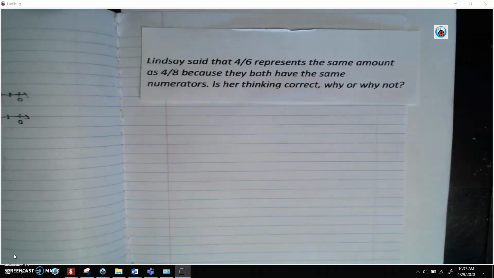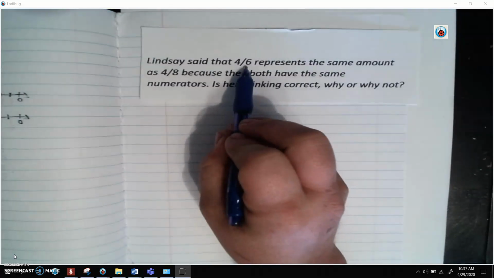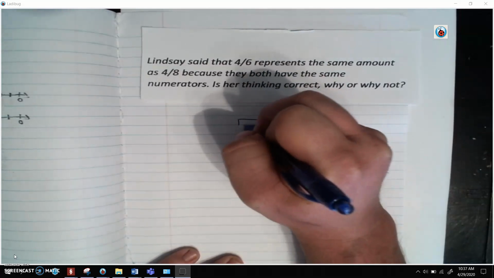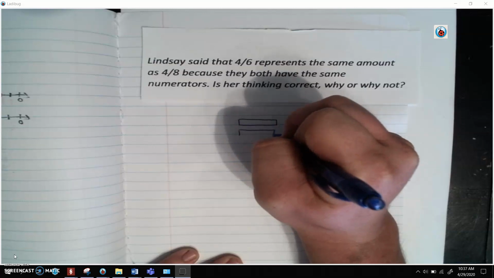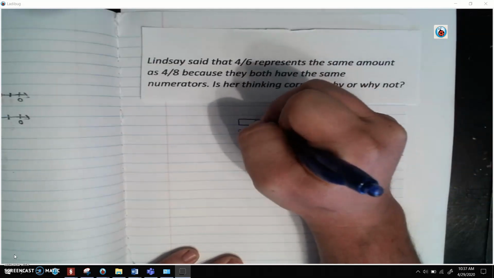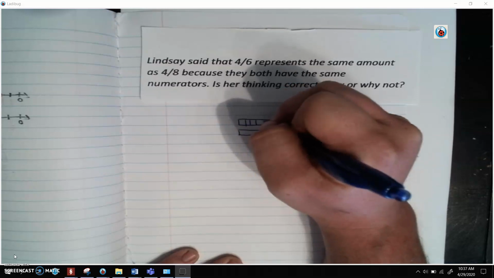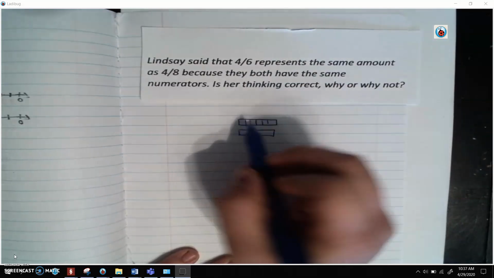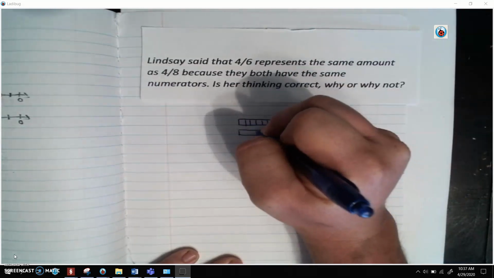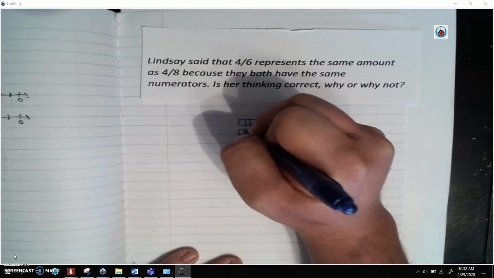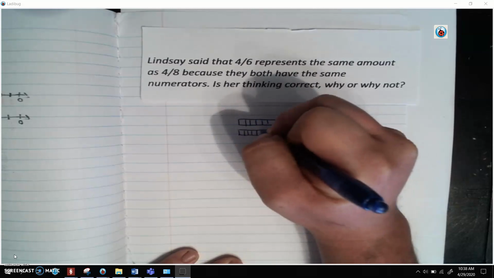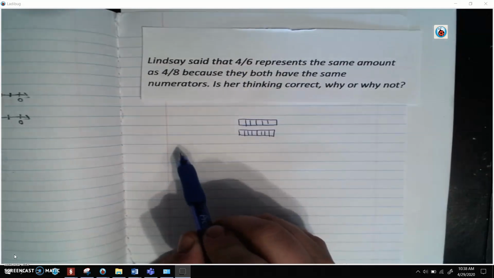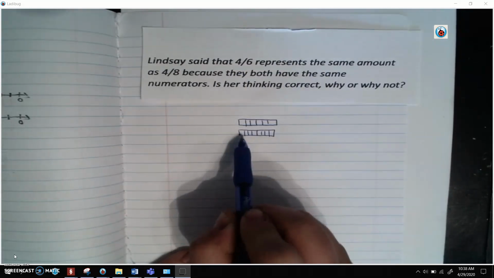So when I'm thinking about this, I'm just going to draw this to show you what I'm thinking. So if we have two of the same wholes, and one of them is split into 6 like this, 1, 2, 3, 4, 5, 6. So I can see the size of those, and I have one that's split into 8s like this. My thinking is that 4/6 is going to be greater because these 6 are bigger pieces than 8s.